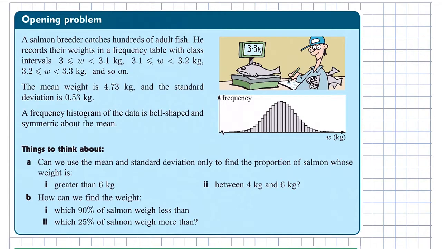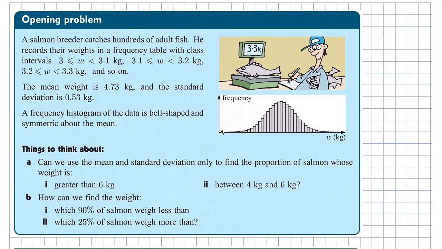And a good way to sort of introduce it is looking at the opening problem from the textbook. So you can see that up on the screen. The example is a salmon breeder catching lots of fish, weighing them and recording their weights. Now, their weights are going to be a continuous variable because they can be any weight. There is no set values that it has to be.